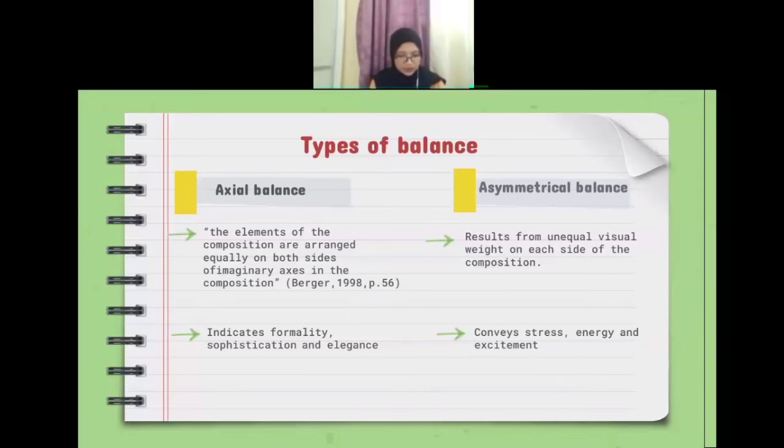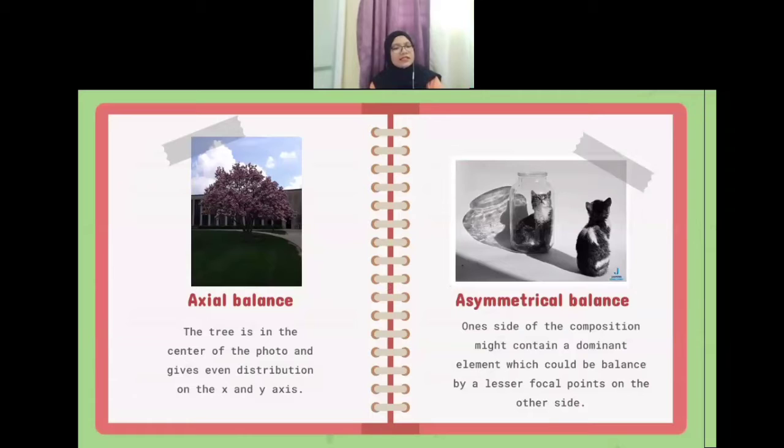As for asymmetrical balance, it results from unequal visual weight on each side of the composition. It conveys stress, energy, and excitement. So this is the example of axial balance and asymmetrical balance. As you can see, for the axial balance, take a look at the picture. The tree is in the center of the photo, so it gives even distribution on the x-axis and y-axis.